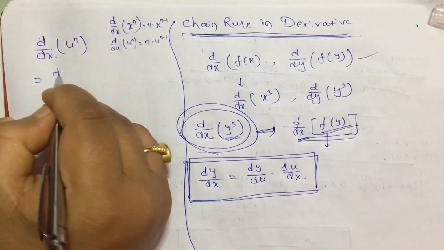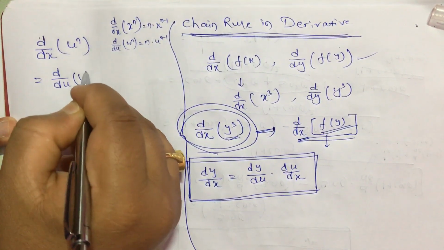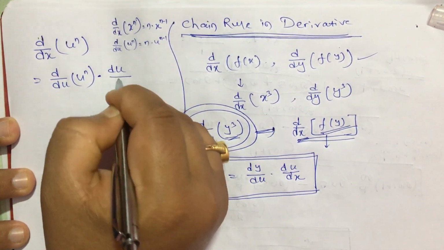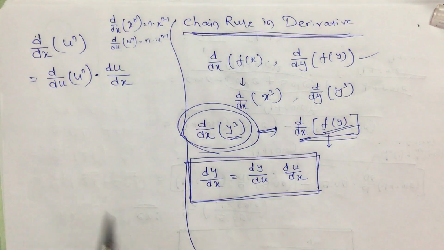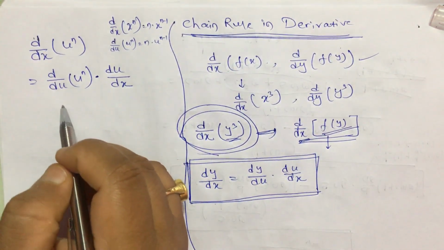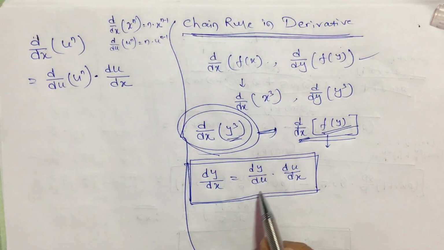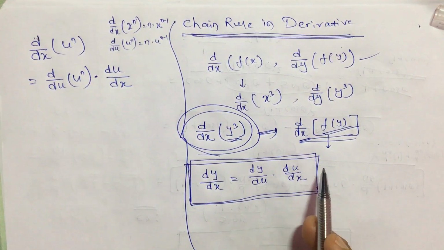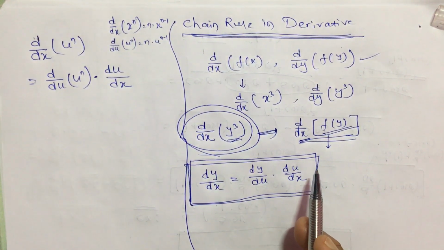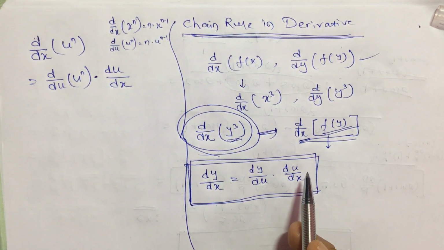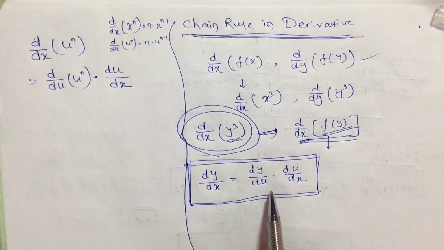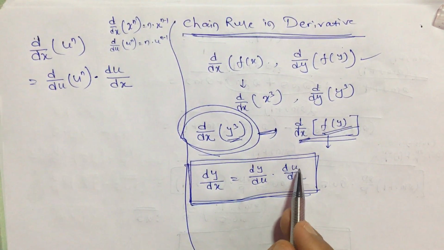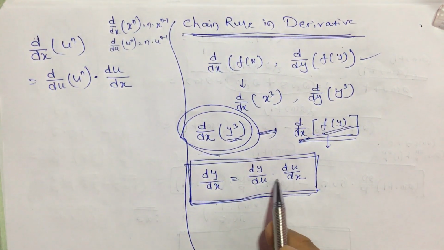I can write it like this: d by du of u to the power n into du by dx. See, it is not actually du divided and du multiplied, but for now, for understanding, you can think of it as du divided and du multiplied. But remember, its actual meaning is something else. For dy by dx, I have divided by du and multiplied by du, so it is dy by du into du by dx.